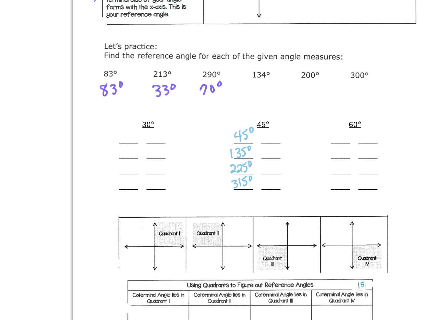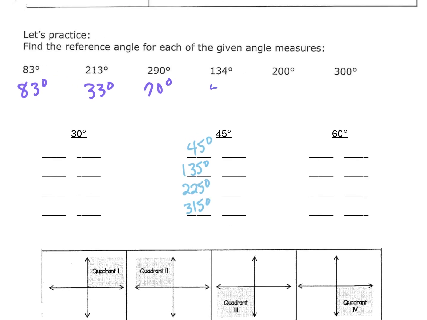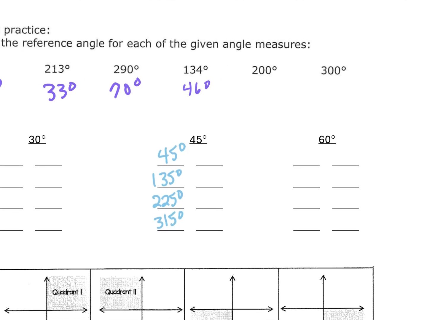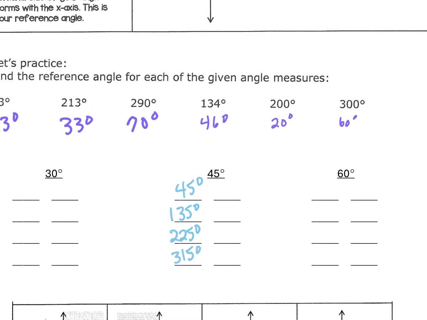134 degrees, what'd you get for that, Chris? 46 degrees. The 200 degrees, what'd we get, Chloe? Oh, 20. 20, and then the last one, Sebastian, 300? 60. Okay. Questions on those? Not too bad, right? Okay.